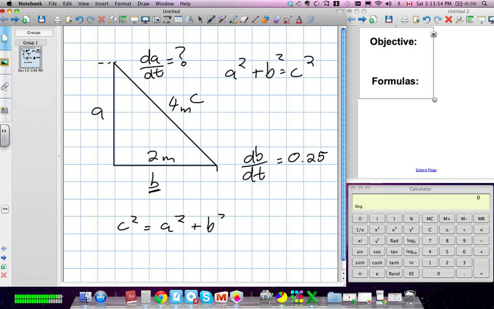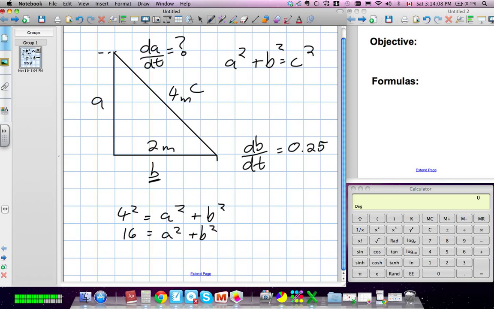We knew our c squared was the number 4, so we end up at 16 is equal to a squared plus b squared. And then we took the derivative of this. The derivative of 16, any constant number, will give us 0. This gives us 2a times the change in a over time, and the derivative of b is the change in b over time.